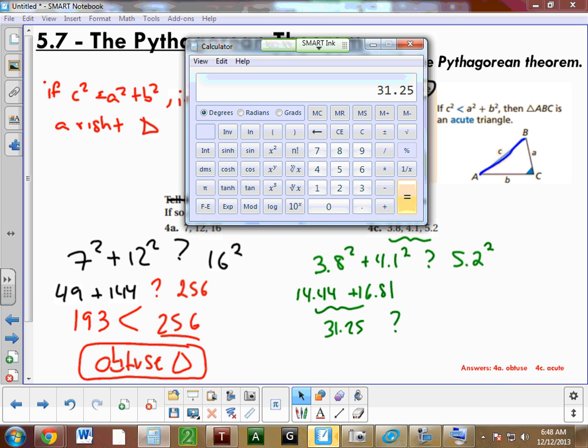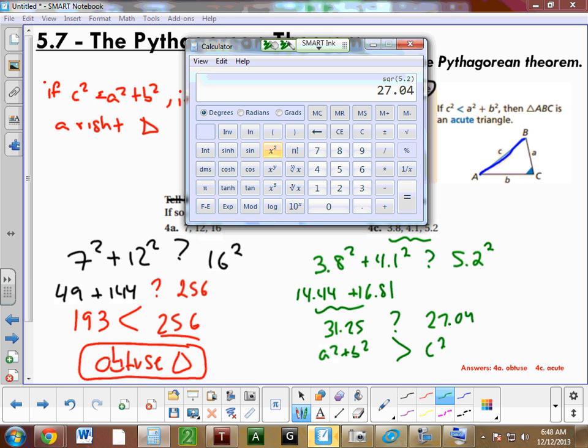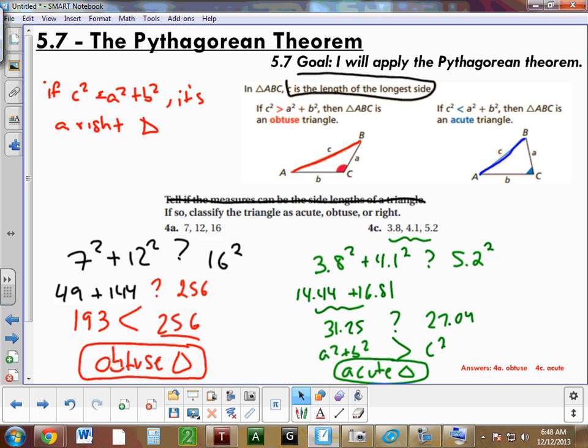So I need to see what the relationship is between that and 5.2 squared, which is 27.04. You see pretty quick that that one's going to be smaller. And so since a squared plus b squared is larger than c squared, that's going to be an acute triangle. That's pretty much all you got to know from 5.7. Little Pythagorean theorem stuff. I did a couple tougher examples because you can do the easy ones already. And then this part here, seeing what kind of triangles are which. So that's that.